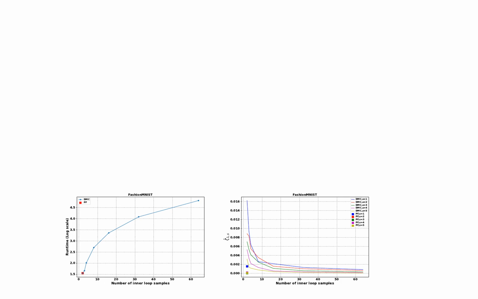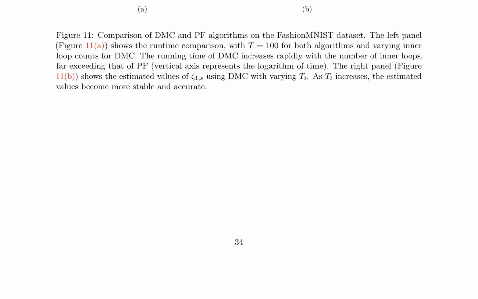In contrast, the DMC algorithm demonstrates efficiency in estimating values of zeta-1's, with increased accuracy and stability as t increases, figure 11b. However, its high computational demands render it unsuitable for applications requiring real-time processing. In scenarios where time constraints are critical, the PF algorithm offers a balance between speed and precision, making it a more practical choice.